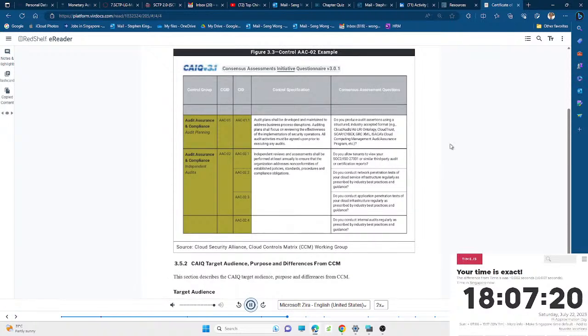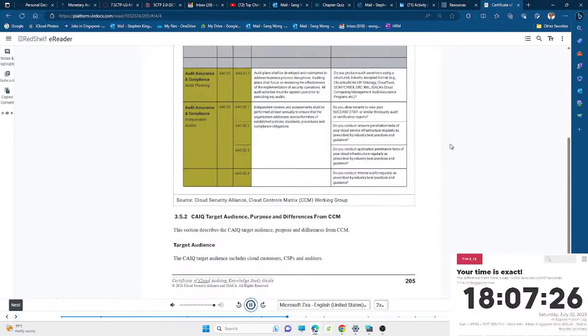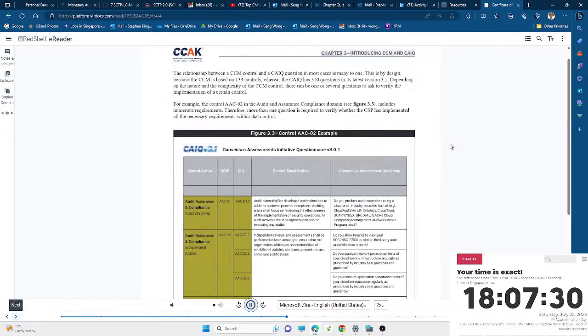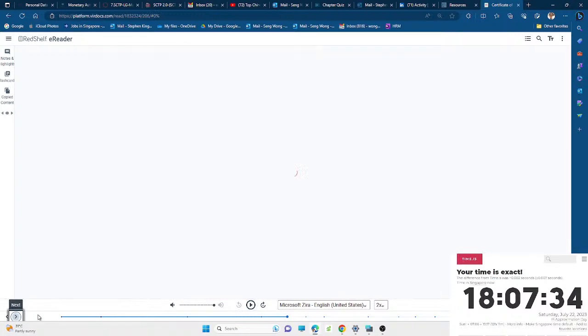Consensus Assessments Initiative Questionnaire V3.0.1. Source: Cloud Security Alliance, Cloud Controls Matrix, CCM, Working Group. 205 Certificate of Cloud Auditing Knowledge Study Guide. Copyright 2021 Cloud Security Alliance and ISACA. All rights reserved. Chapter 3 Introducing CCM and CAIQ. Image with the following description, image for page with label.